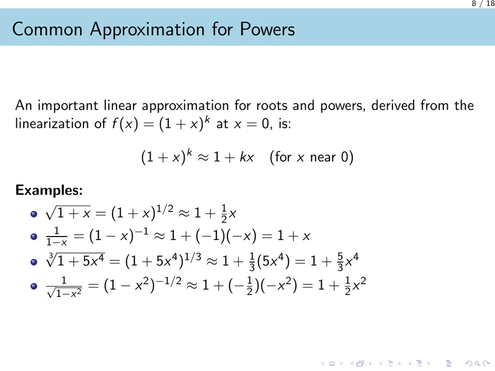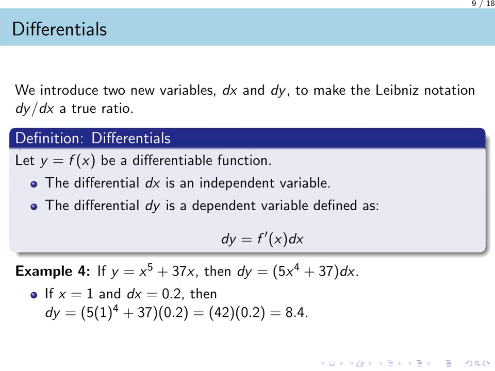Now I will introduce two new variables, called differentials, which allow us to treat the notation dy over dx as a true mathematical ratio. For any differentiable function y equals f of x, we start by defining the differential dx as a new independent variable, meaning we can choose its value. Then, we define the dependent differential dy with the formula dy equals f prime of x times dx. So, the value of dy depends on both the point x and our choice of dx.